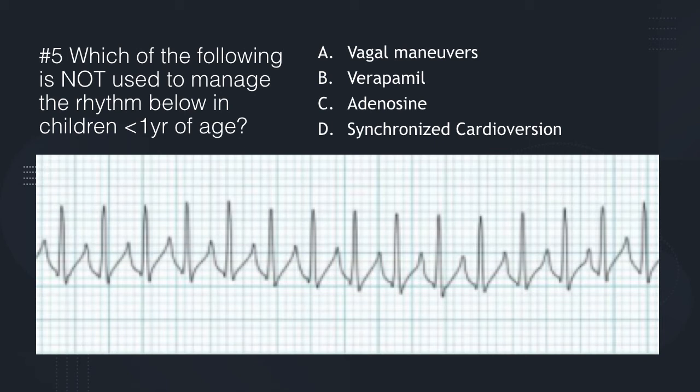It's asking you first to identify the rhythm and then recall what you would use to treat that rhythm. And by process of elimination, I think you can come to the correct answer here and which agent not to use.